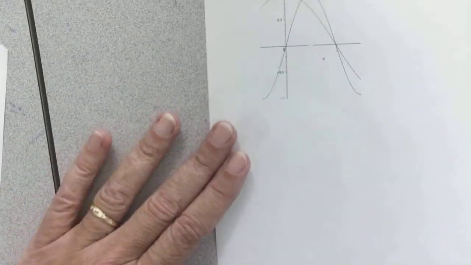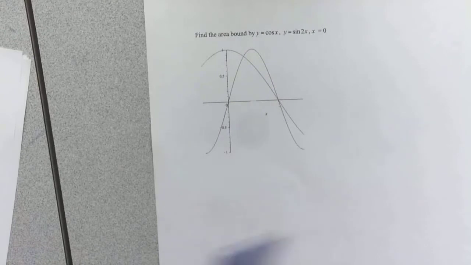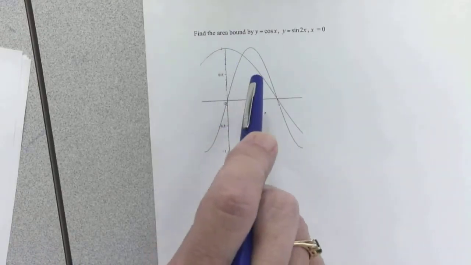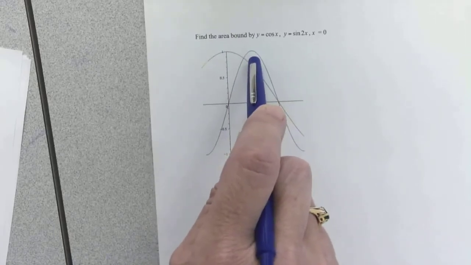Okay, let's continue. Let's do another one. Find the area bound by y equals cosine x, y equals sine 2x, and x equals 0. Now, the important thing here is I've given you the picture, but you've got to be sure you find the right regions. When I look at this, I see 3 regions: that little triangular region, this bigger triangular region, and that little kind of wedgy triangular sort of region.